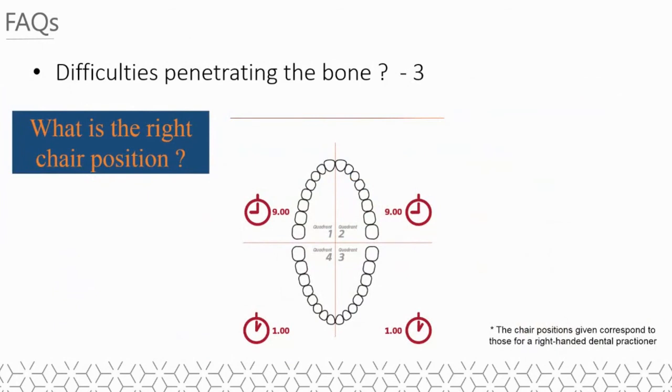The third parameter is incorrect chair positioning. Your chair positions for the rotation are essential to give you a direct view of the perforation site and of the correct angulations. Maxillary perforations should be performed at 9 o'clock compared to the patient, whereas mandibular perforations should always be performed at 1 o'clock compared to the patient.